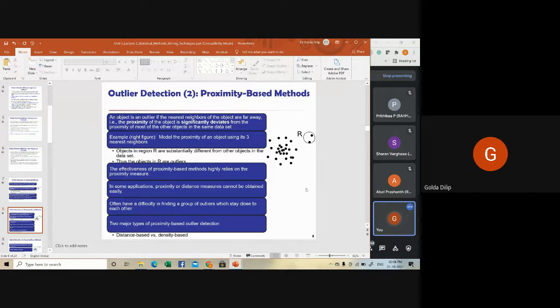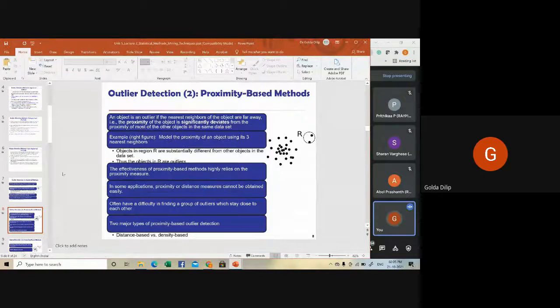The effectiveness of the proximity-based method relies on the proximity measure. For some applications, the proximity or the distance measures can be obtained easily, but others have difficulty in finding a group of outliers which stay close to each other. There are two proximity-based outlier detection methods: one is the distance-based method, and the second one is the density-based method. Of course, you don't have all those things in detail, so it's just a brief about all these methods.